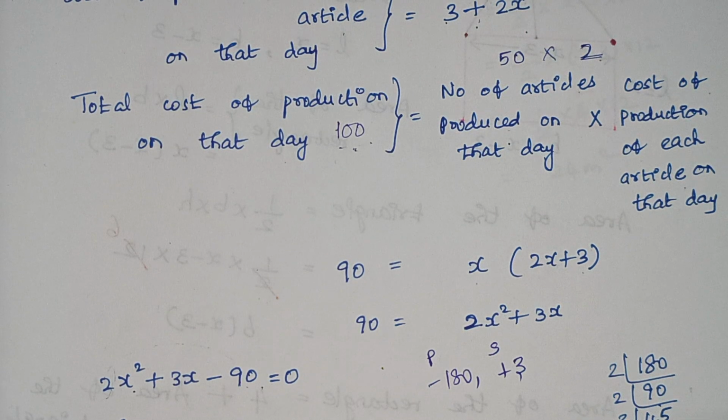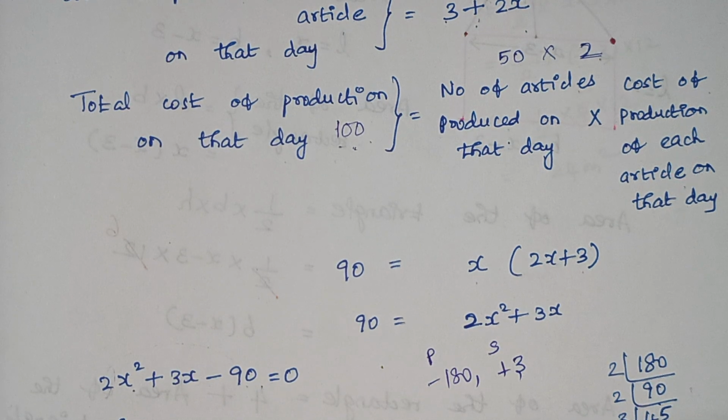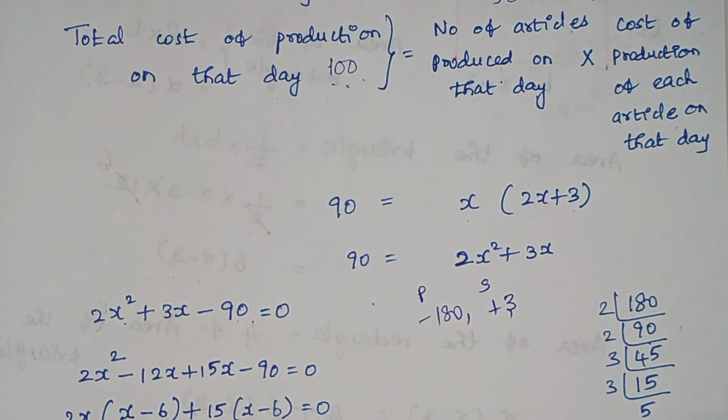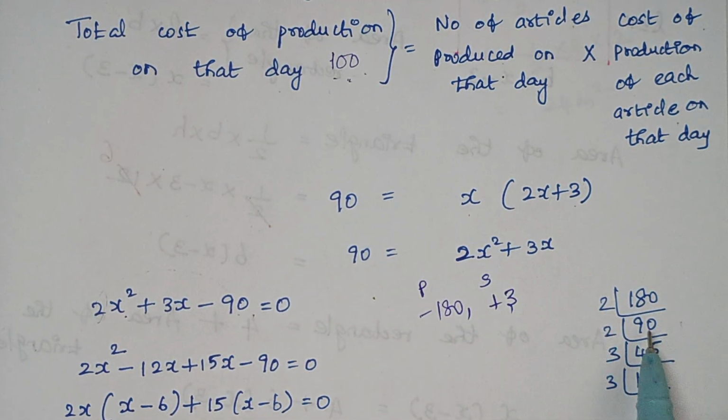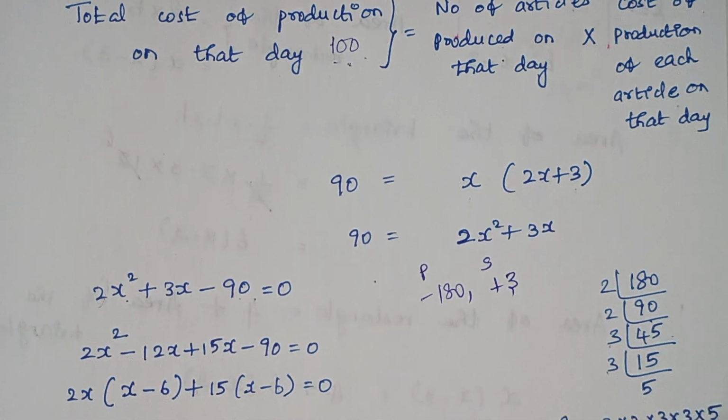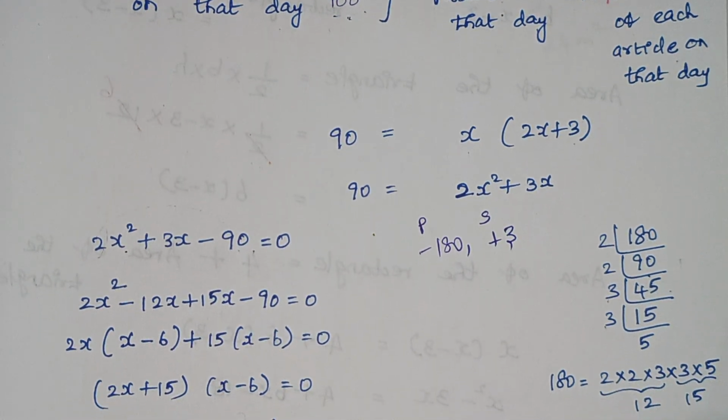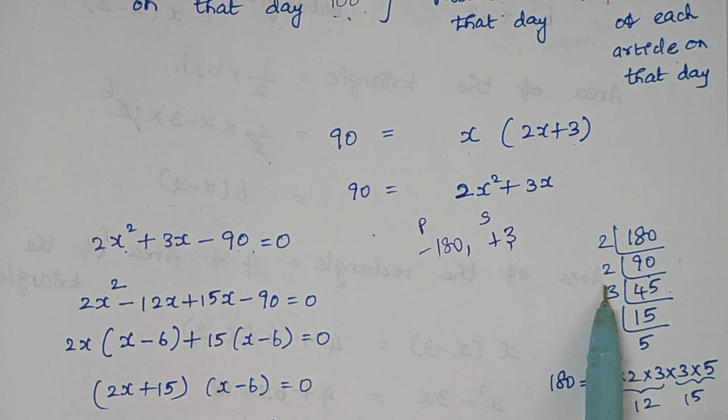So again, here we are going to find factors. I'm starting with this 180. 180 is 2 times 90, and again 2 times 45. When it is divided by 3 it is 15, and again 3 gives 5. So finally 180 is given by 2 into 2 into 3 into 3 into 5.